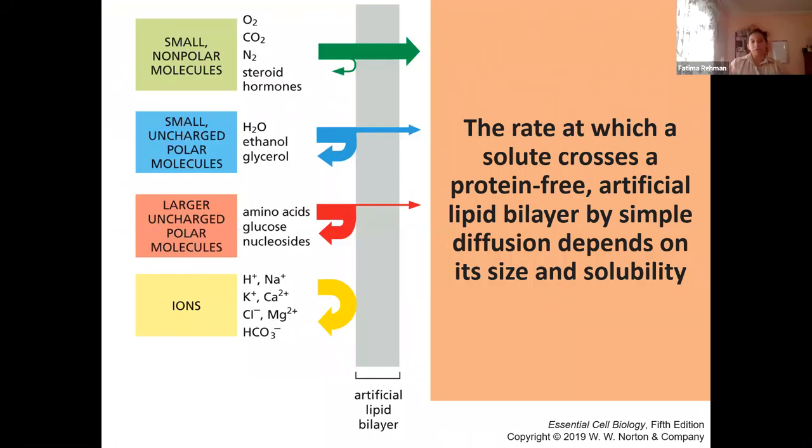So now let's look at our artificial lipid bilayer again. We just have a lipid layer, nothing else in there, no proteins. We're going to notice that really small nonpolar molecules will go readily through this. This includes oxygen, CO2, nitrogen, and some small steroid hormones. Those should be able to get through the membrane very easily because they are nonpolar. They can interact with the hydrophobic area and go through. Other important things are small and uncharged, so they could technically get through, but they're polar molecules like water, ethanol, or glycerol. There is very little transport that can happen in just a lipid membrane.